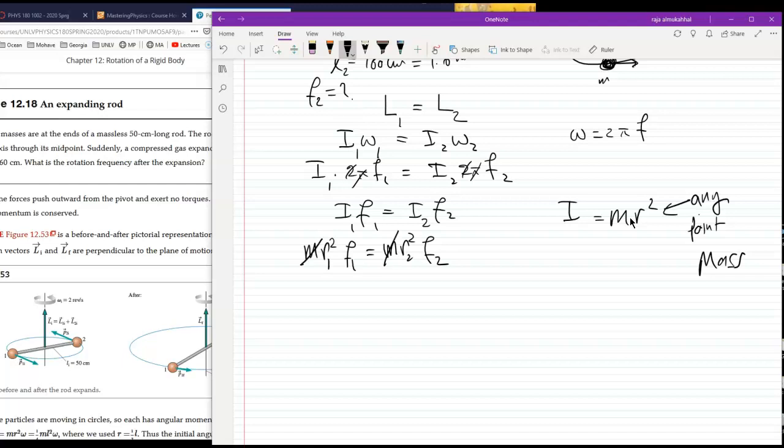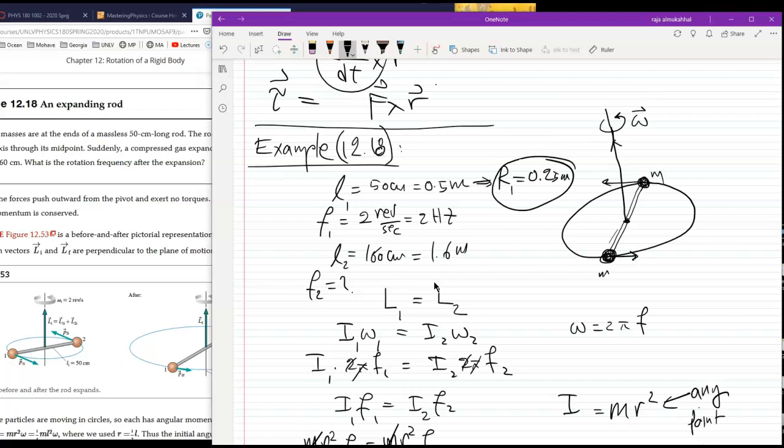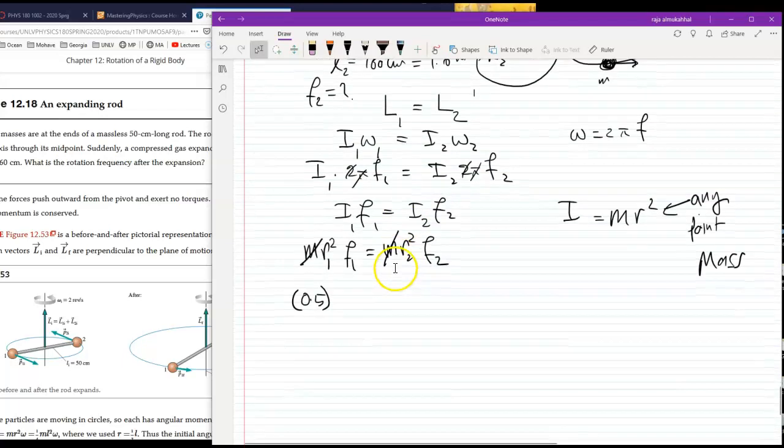Masses cancel out. R1 is 0.5. He gives it to us, or rather we used L, I guess. I'm sorry, this is the length, the full length or the radius? Oh, it is the full length. Okay, so in this case, R1 is 0.25 meters. Is that right? Make sense? And R2 here is half of 1.6, which is 0.8 meter. Yeah? Okay. And then we just plug it in.